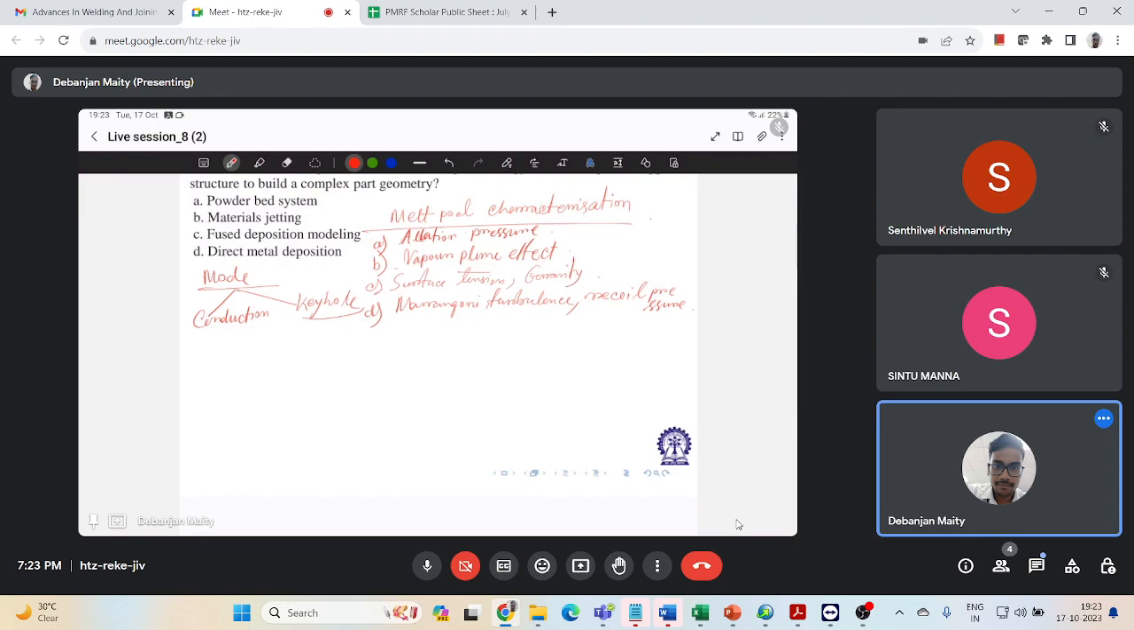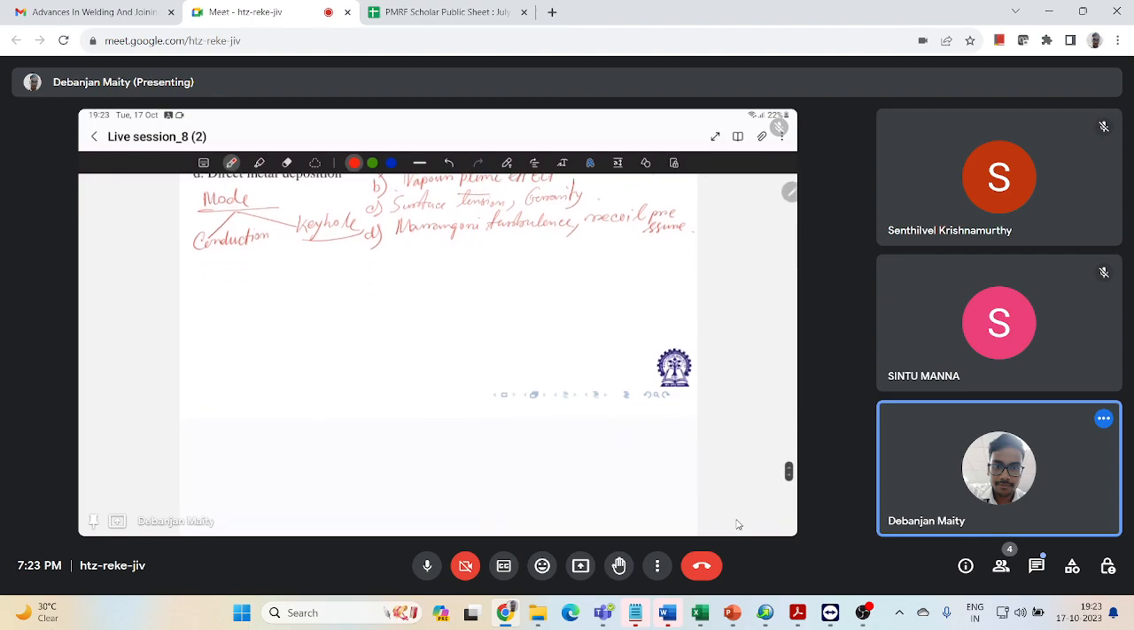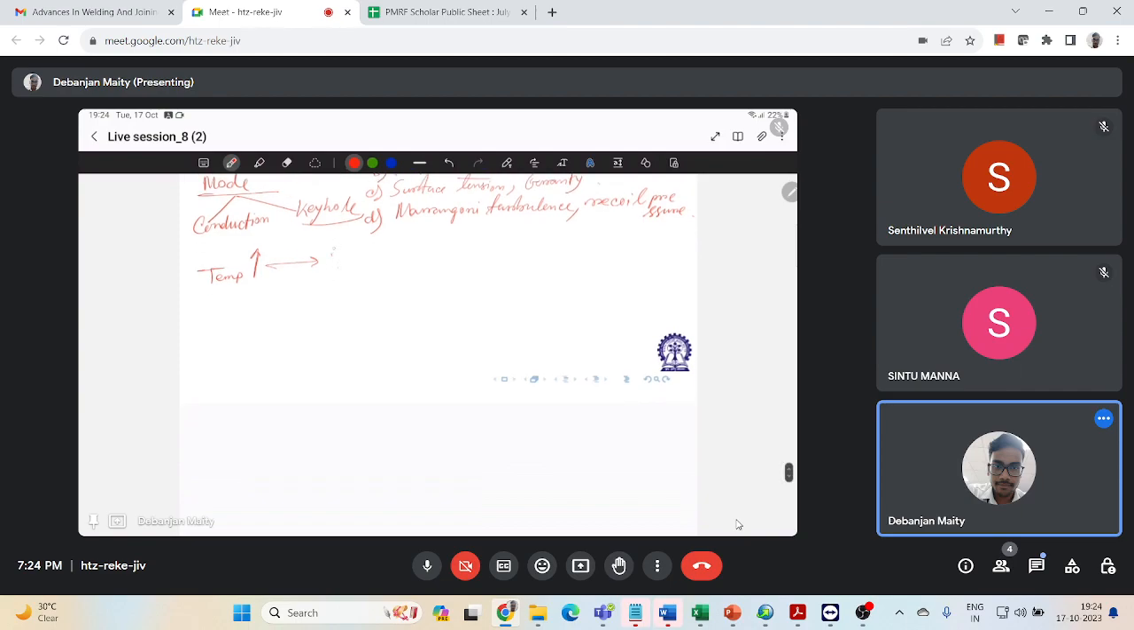Let me draw in a simple sense. Temperature is high. Material can boil, and vaporization leads to a high velocity vapor plume.